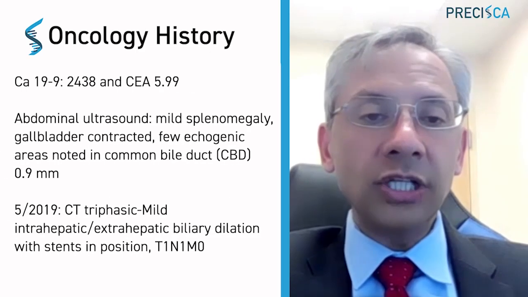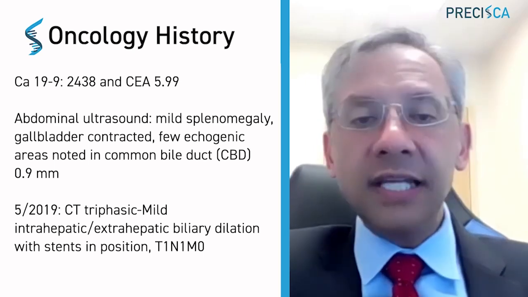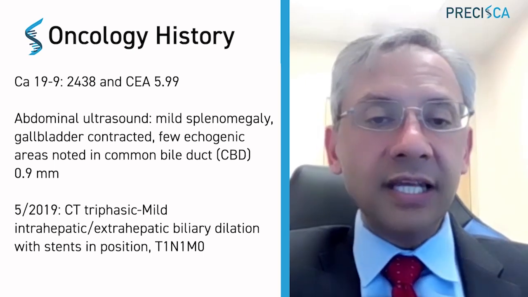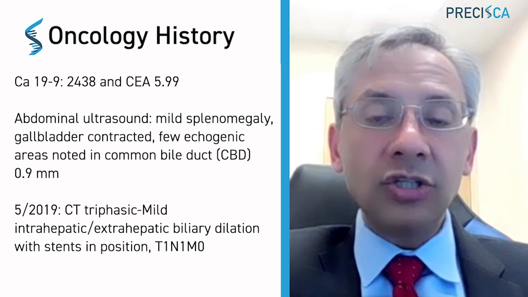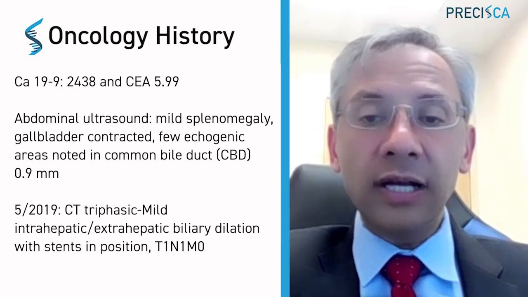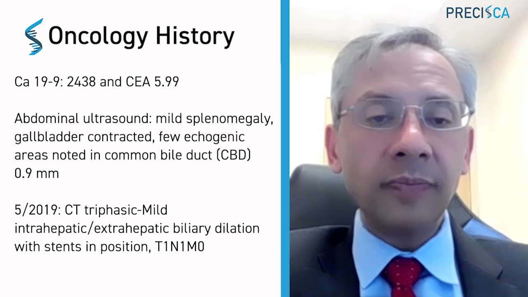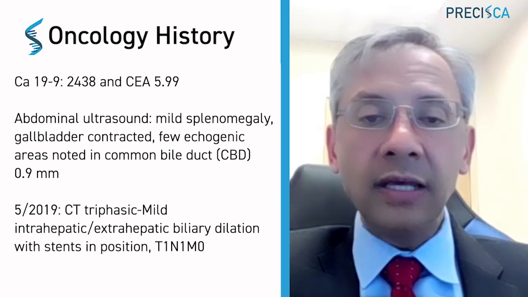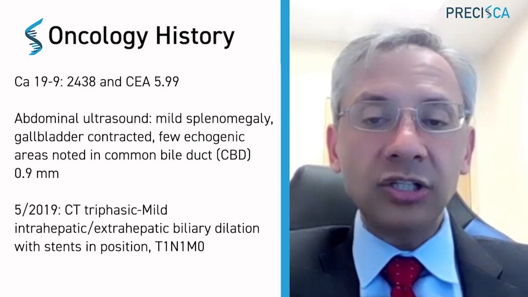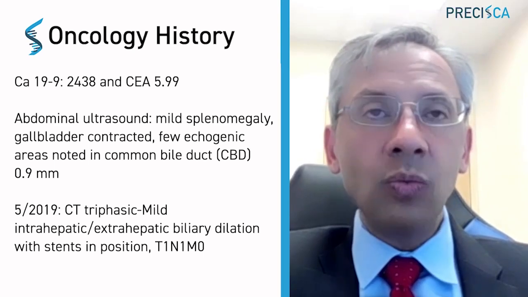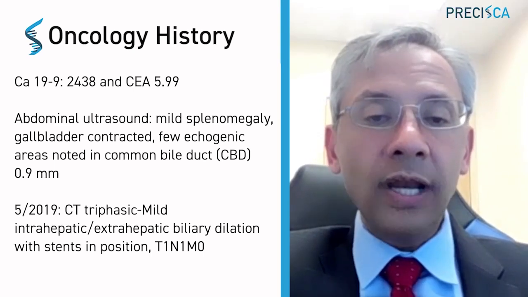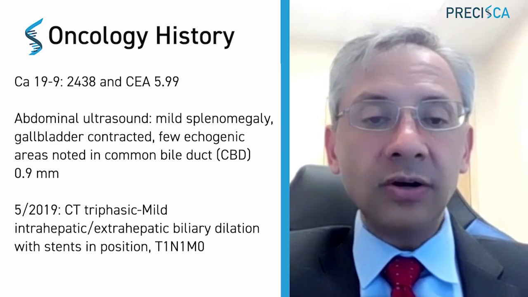As far as the oncologic history, the patient had an elevated CA19-9 and slightly elevated CEA. The abdominal ultrasound showed mild splenomegaly, a contracted gallbladder, and a few echogenic areas noted in the common bile duct. The patient then had a triphasic CT scan that showed mild intrahepatic and extrahepatic biliary ductal dilatation with the stents in place, radiographically a T1N1M0.